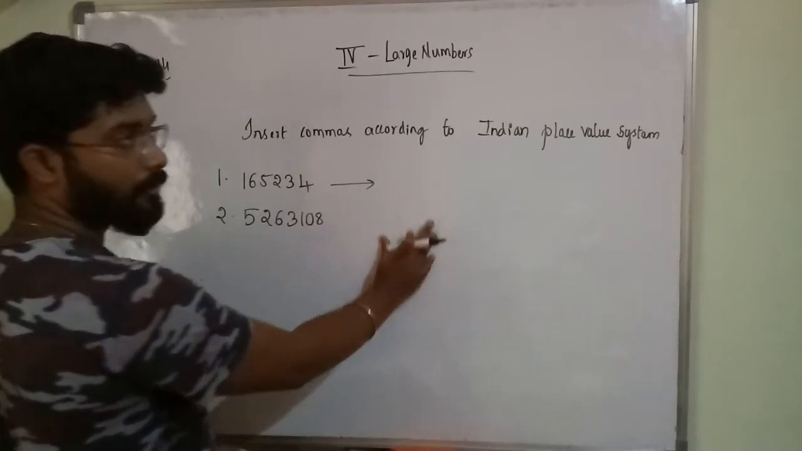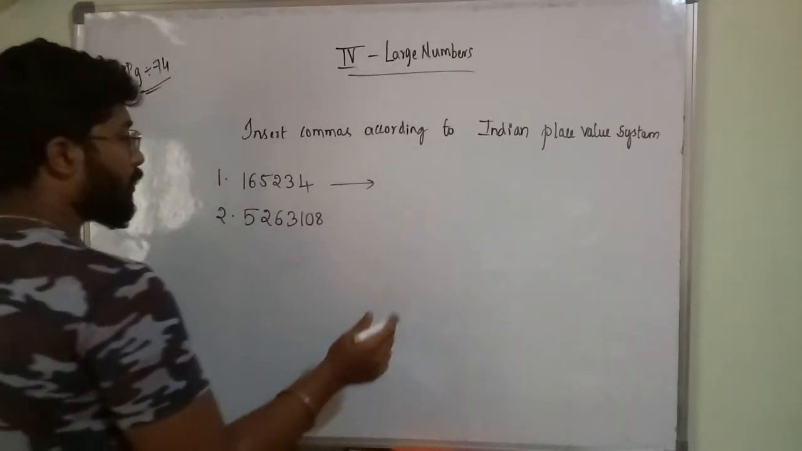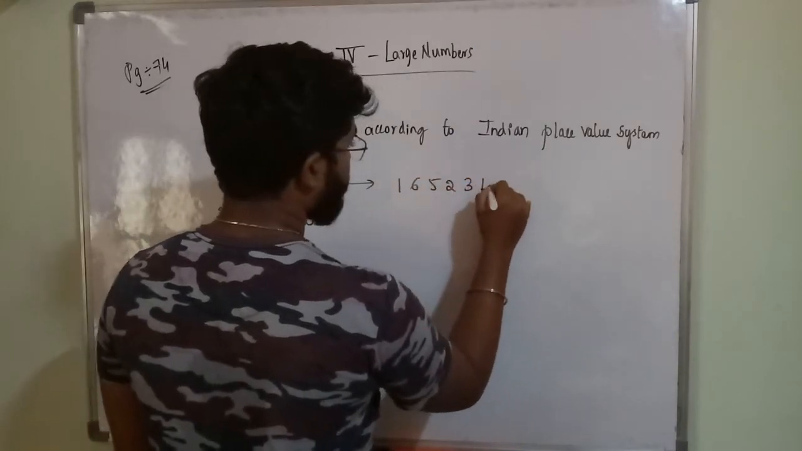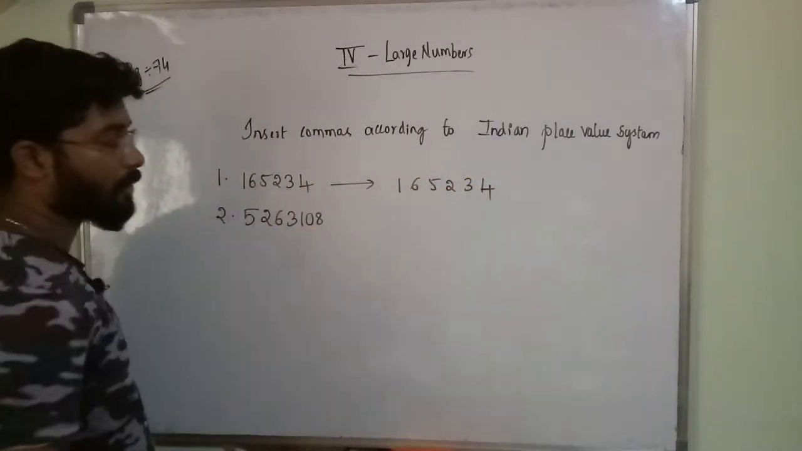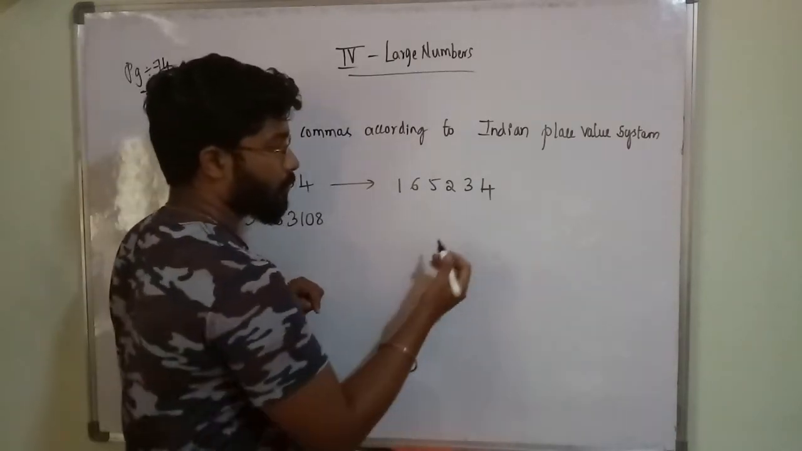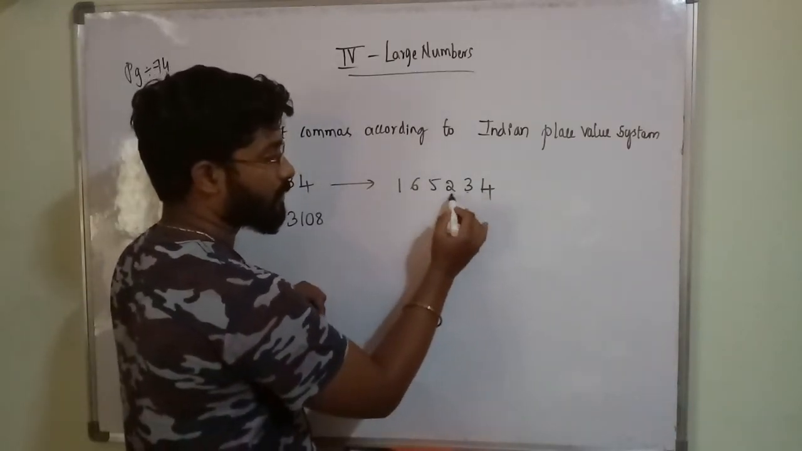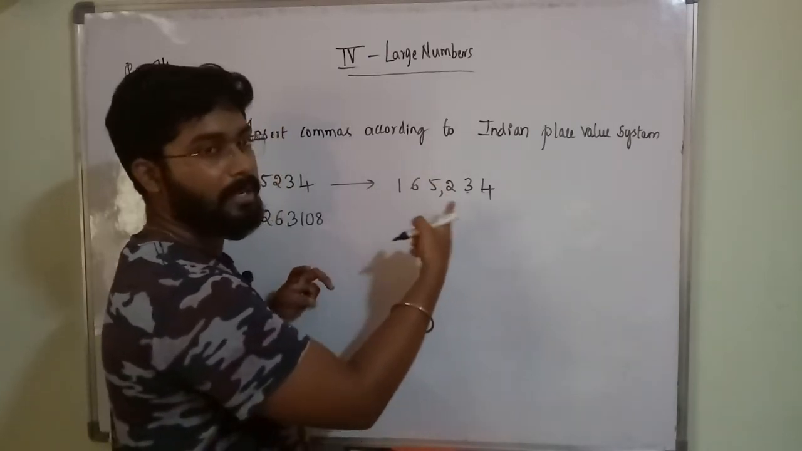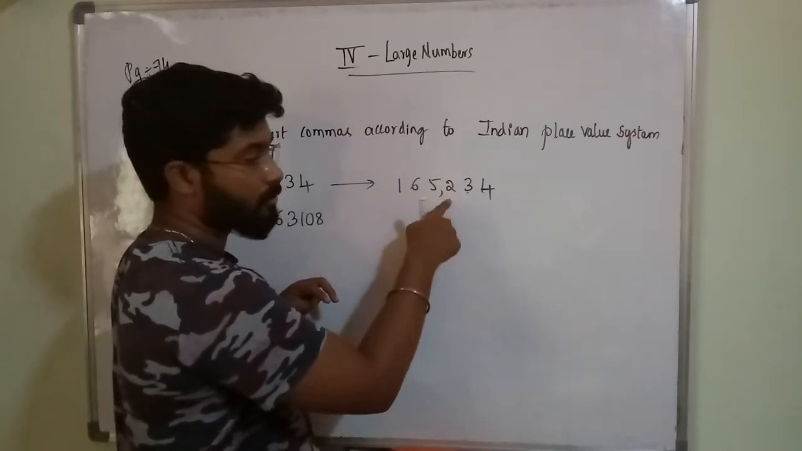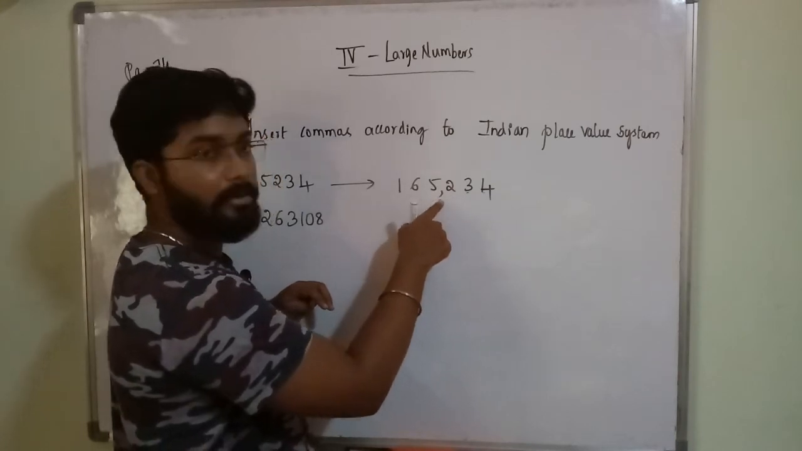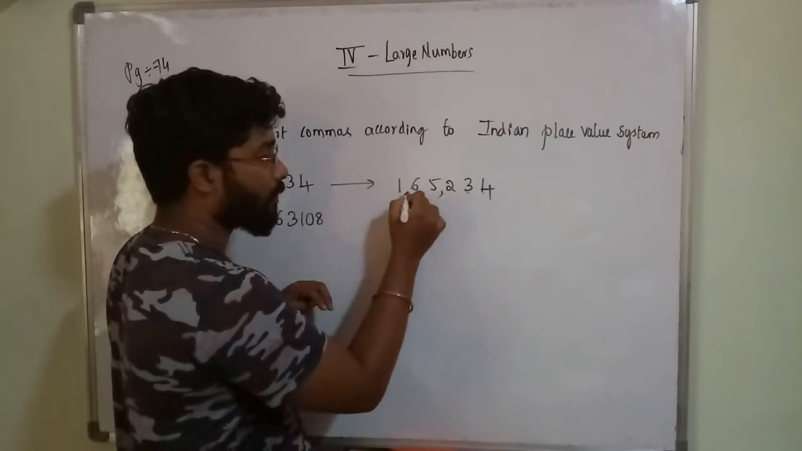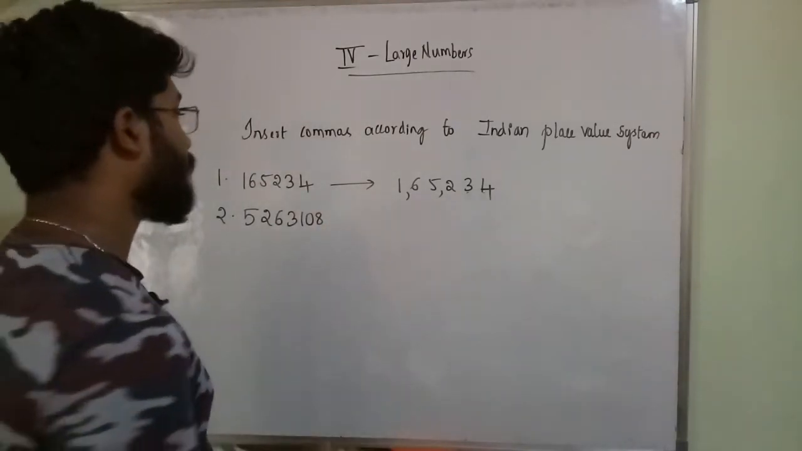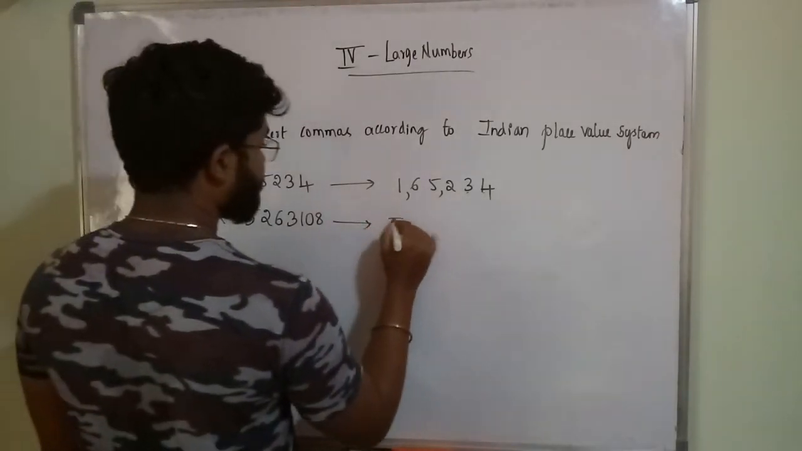After we separate with commas we will get to know the number. Okay, 165234, we will know the number name after we separate with commas. In the Indian system, after the first 3 digits we have to put one comma, starting from right to left, because the ones period has 3 digits. In the thousands period you will have 2 digits, 5 and 6. After that put one comma. What is the number? 1,65,234.